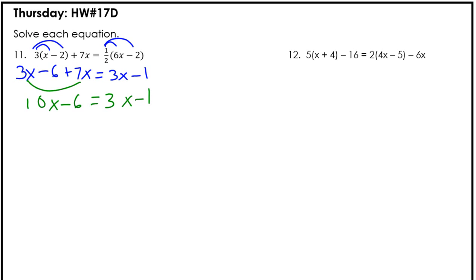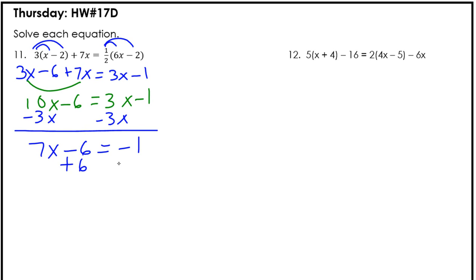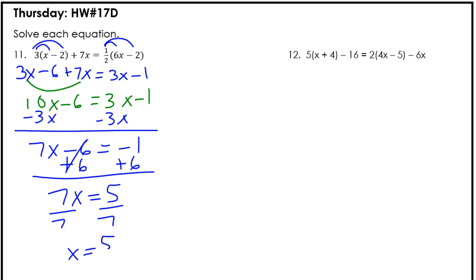And now I'm going to subtract 3x from both sides. And now I'm going to add 6 to both sides. And now I'm going to divide both sides by 7. And since this is not a terminating decimal, I leave it as a fraction. This is done.